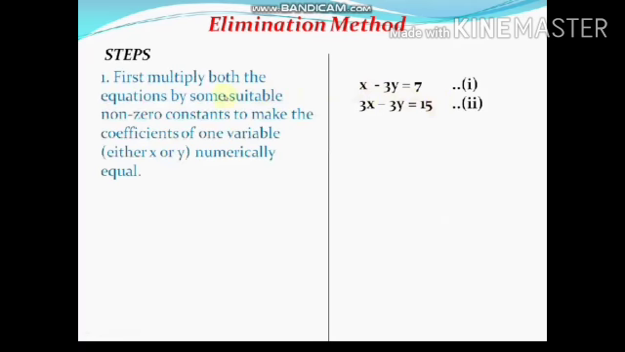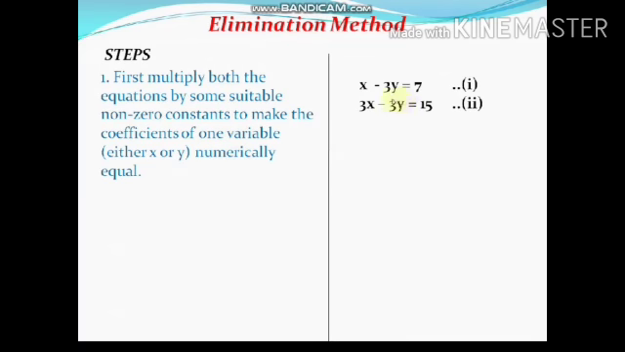Another method is elimination method. As the name suggests, we eliminate one of the variable by using the following steps. Let us consider the same pair of linear equation, x minus 3y equals 7 and 3x minus 3y equal 15. Step number 1. First, multiply both the equation by some suitable non-zero constant to make the coefficients of one variable, either x or y, numerically equal.